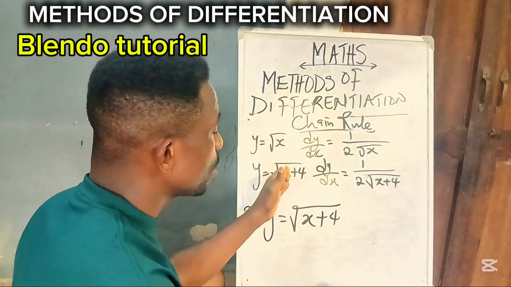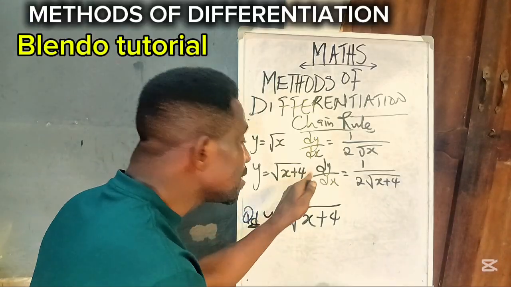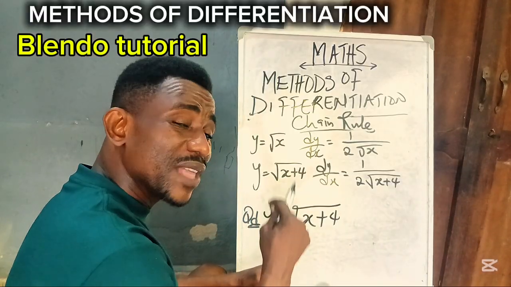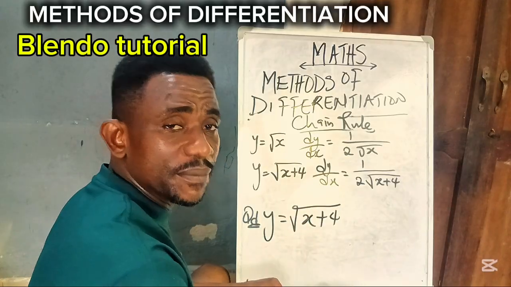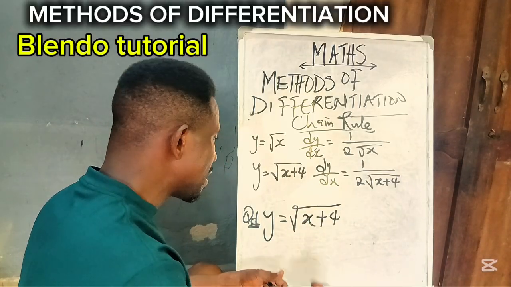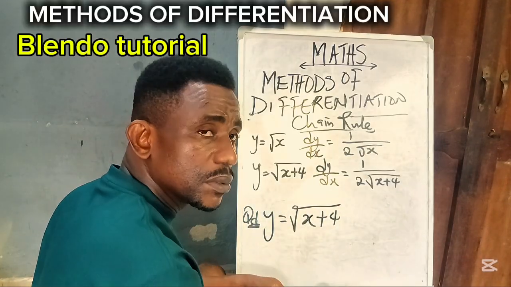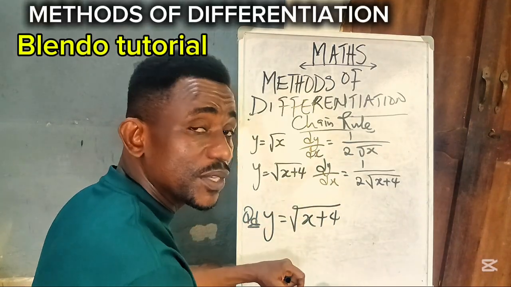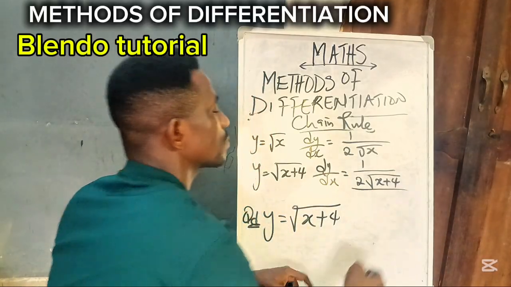Since this one is a composite function, you now differentiate inside. That function that made it a composite function, you differentiate it. Whatsoever you get, you put it at the numerator. So differentiate x plus 4, you get 1. So 1 times 1 is 1. So our answer is this.